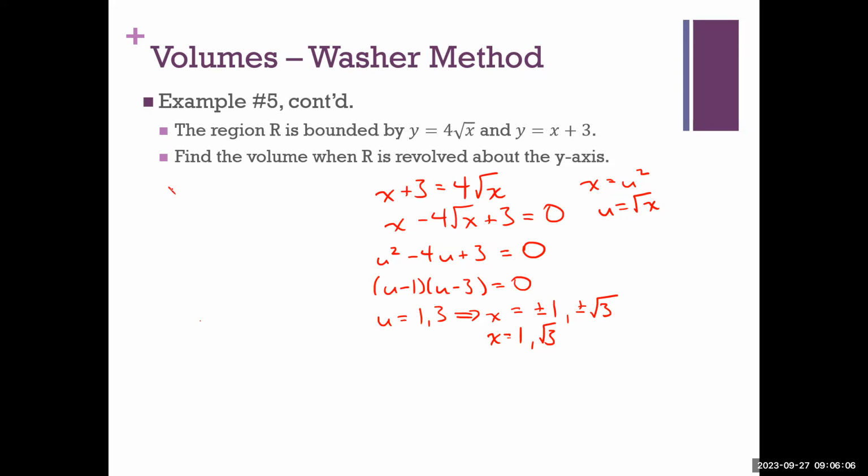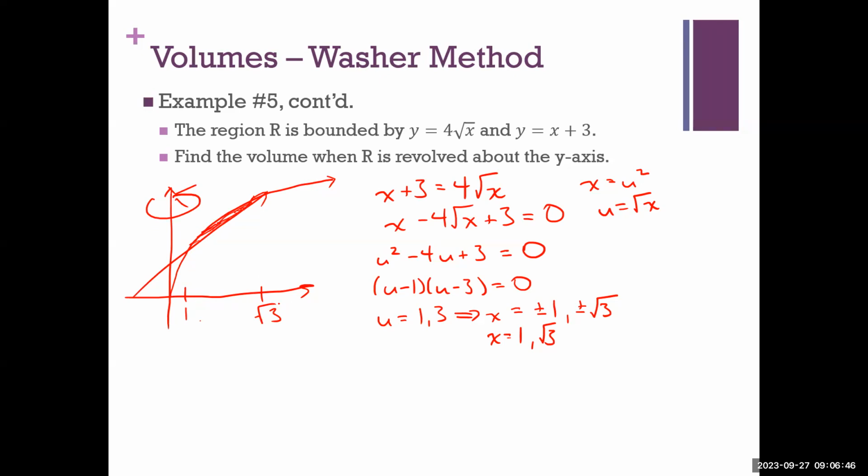So we did not draw a graph last time. So this area right here, we're trying to revolve around the y-axis. I believe we found these x bounds were 1 and radical 3. Okay, so how do we keep marching towards finding that volume?